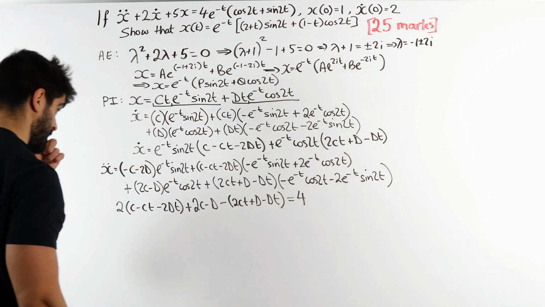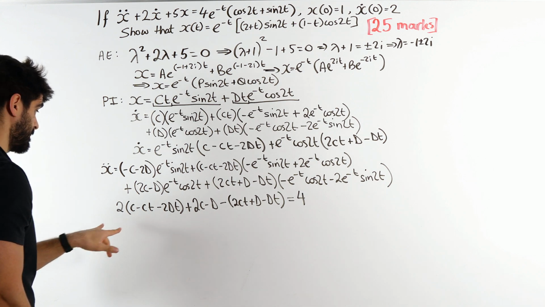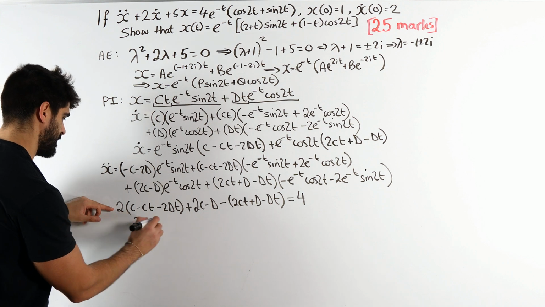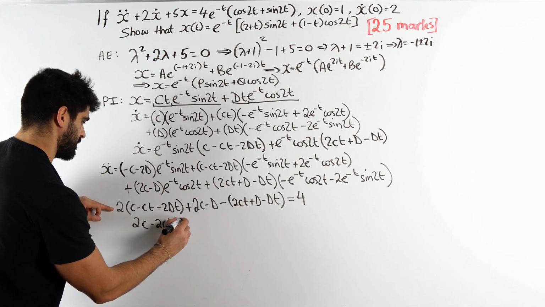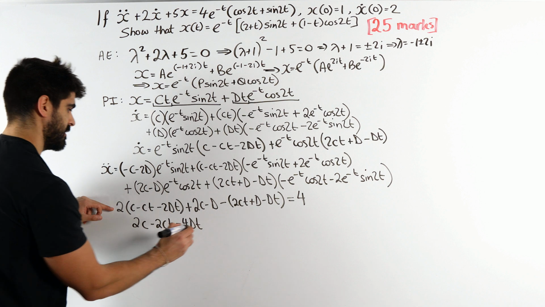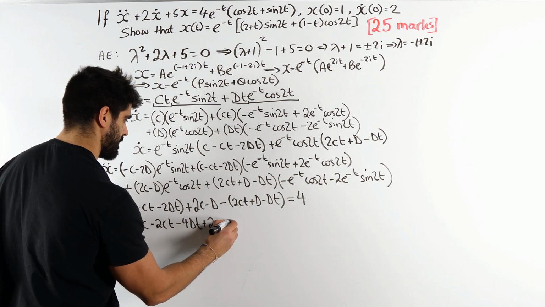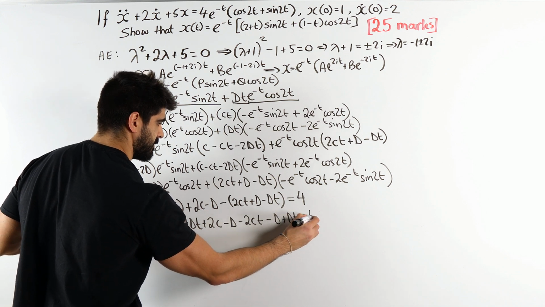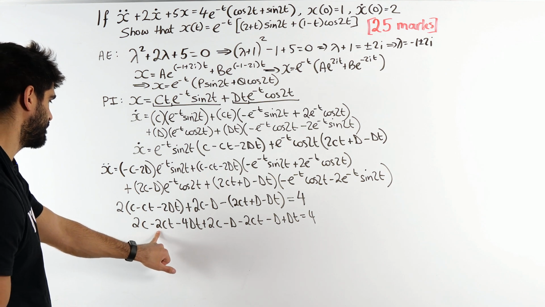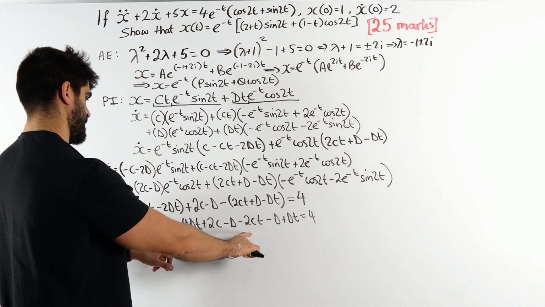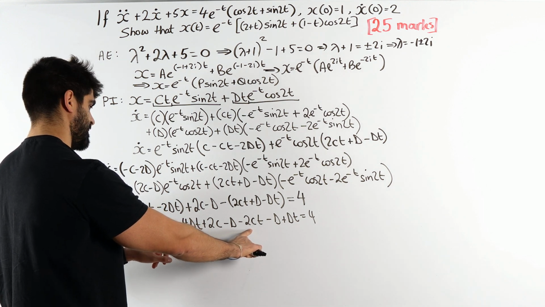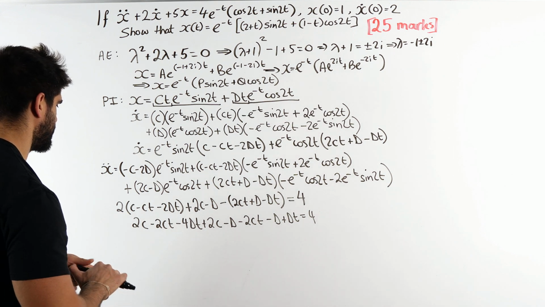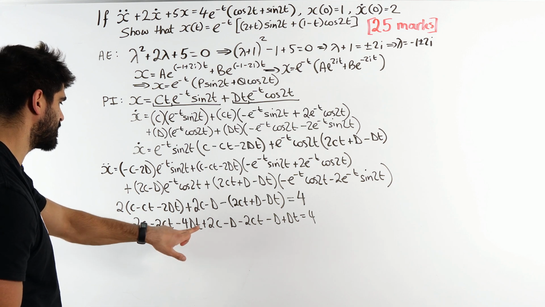Can't lie, I've got a headache. I'm hoping the t's need to cancel here. So I got 2c minus 2ct minus 4dt plus 2c minus d minus 2ct minus d plus dt is 4. Minus 2ct minus 2ct. I was hoping that they would have ended up cancelling, because the dt's, 4dt, minus 4dt.